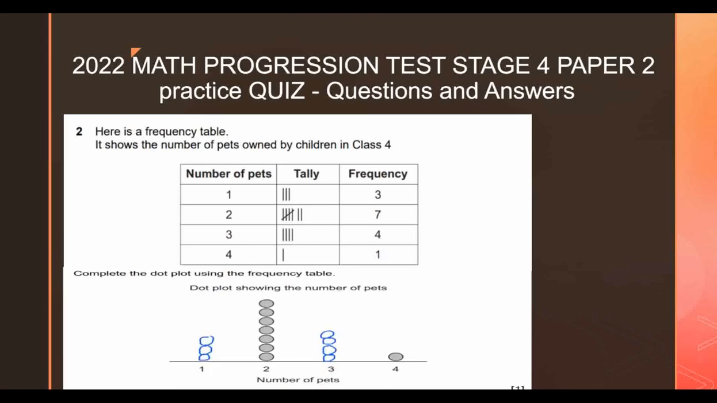So here's the answer. Number of pets 1 is 3 button. Number of pets 3 is 4, so 4 button. Next number.